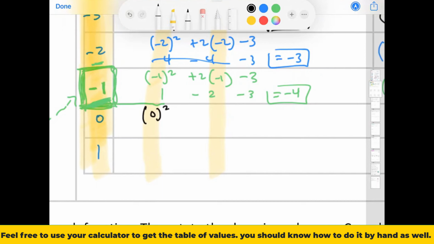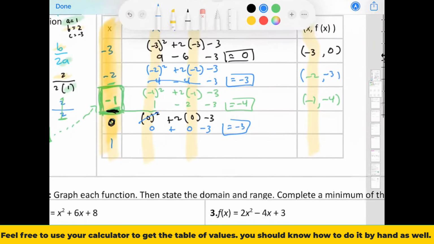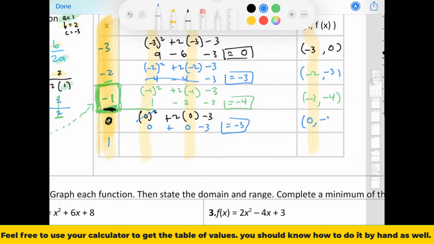All right, in the parentheses, now we're putting 0. How did I get 0? Because that's the number over here, and it's the number next to the axis of symmetry. We always love 0. 0 squared is 0. 2 times 0 is 0, minus 3. So now I have negative 3. So that would be an ordered pair of 0, comma, negative 3.